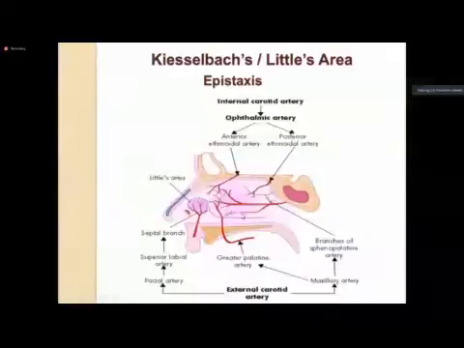Then we have this. Then we have the branches from the maxillary artery, which are sphenopalatine branches. We have greater palatine branches and we have direct branches from the facial artery. From the facial artery, you have the superior labial artery, then septal branches.